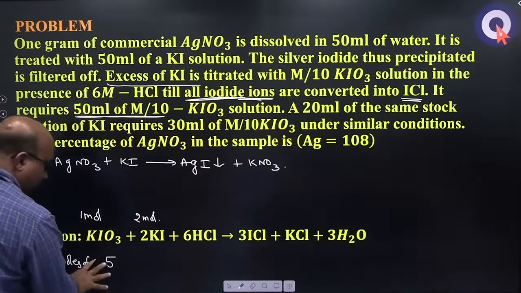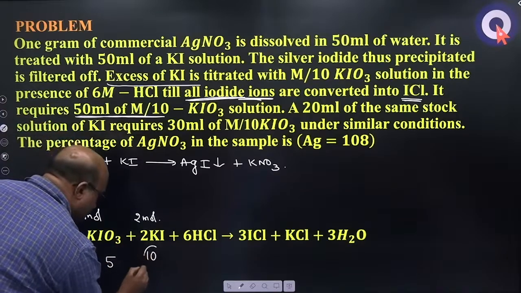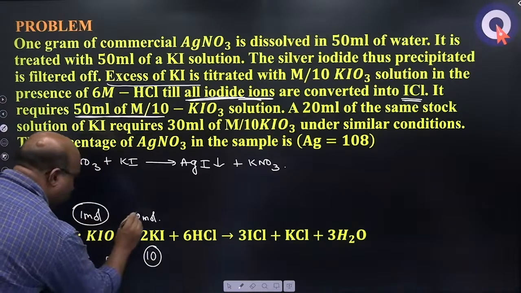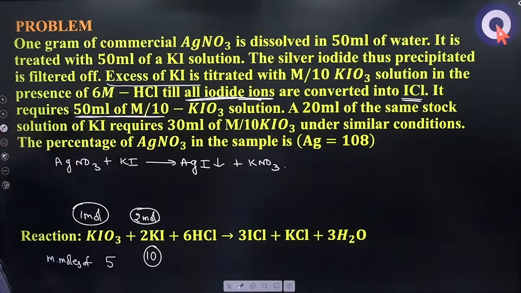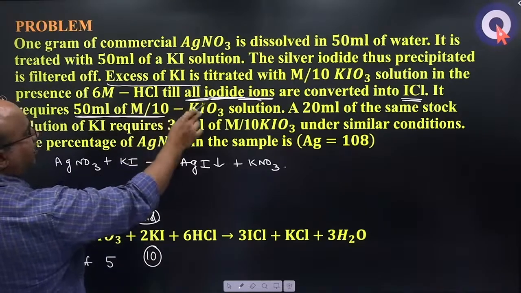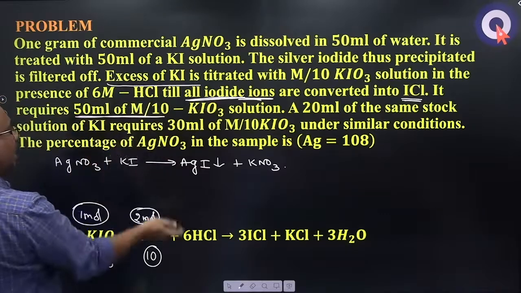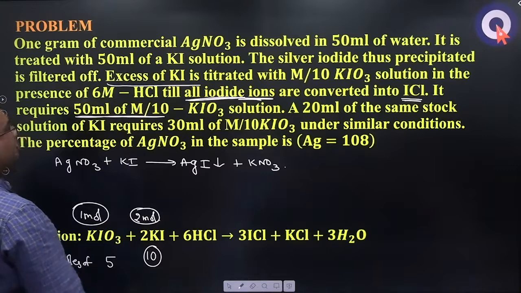If we have taken 5, even in excess quantity, it should be 10. Double. For 1 mole, 2 moles are required. For 5 millimoles, 10 millimoles are required. Clear? So this excess KI solution is titrated with M by 10 in presence of acid. That is nothing to do for us, that is not needed for us to take.